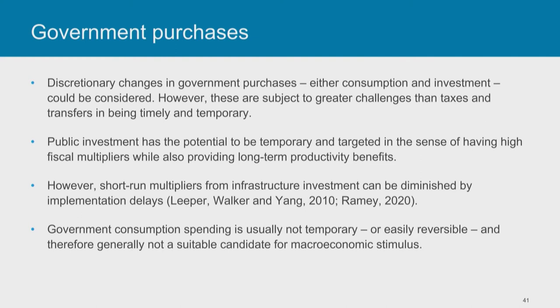Discretionary changes in government purchases, either consumption or investment, could be considered. However, these are subject to greater challenges than taxes and transfers in being timely and temporary. On infrastructure, studies have incorporated implementation delays, such as time to spend and time to build, into macro models, starting with Leeper, Walker and Yang, and other studies have also found that these can greatly diminish the short-run fiscal multipliers. Consumption spending is usually not temporary or easily reversible, and therefore generally not a suitable candidate for stimulus.